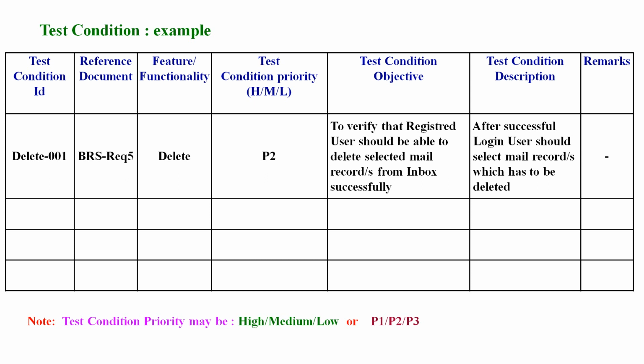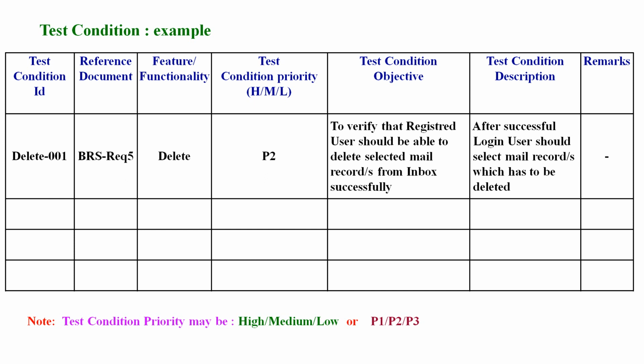Yes or no? For example, in my inbox page, I have 20 received mails. These mails are actually called mail records. Now I want to delete 3 mail records from my inbox. What am I supposed to do? I have to select those particular 3 mail records which are supposed to be deleted. After selecting the mail records by clicking on the radio button or the checkbox, then click on delete. Immediately those selected mail records should get deleted from the inbox.